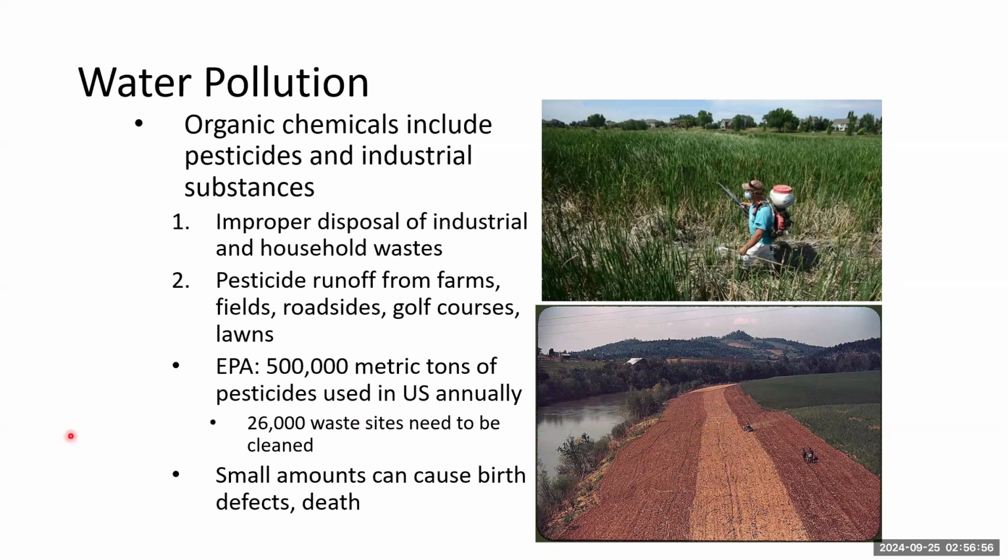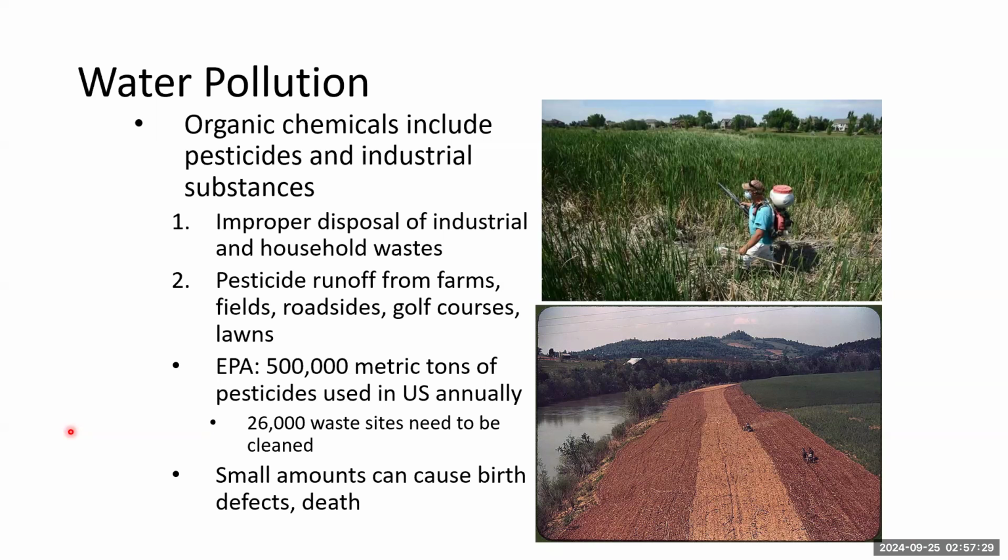A number of years ago, the EPA estimates that about 500,000 metric tons of pesticides are used annually in the US. I'm sure that number is slightly different now. Hopefully it's gone down. I haven't double checked on it in a while. And let's assume we've done some work since I made this slide, and we'll call it 20,000 waste sites. So the EPA is aware of at least 20,000 sites that have toxic waste accumulated, especially adjacent to water bodies, that need to be dealt with.